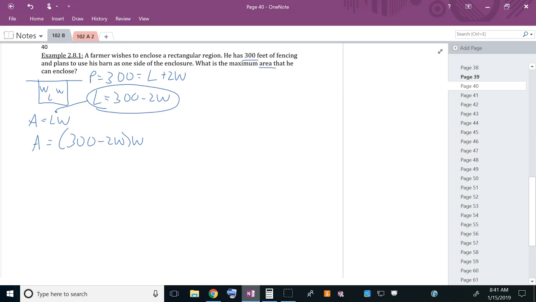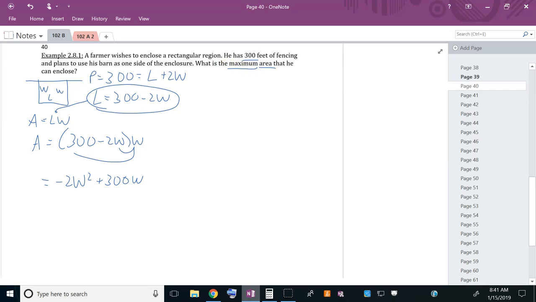My goal is to have just the one variable. Let's distribute that W out and write that as negative 2W squared plus 300W. I have written my terms in the opposite order as well. But this way I can easily see that I do have a quadratic, and this is a quadratic that opens down.